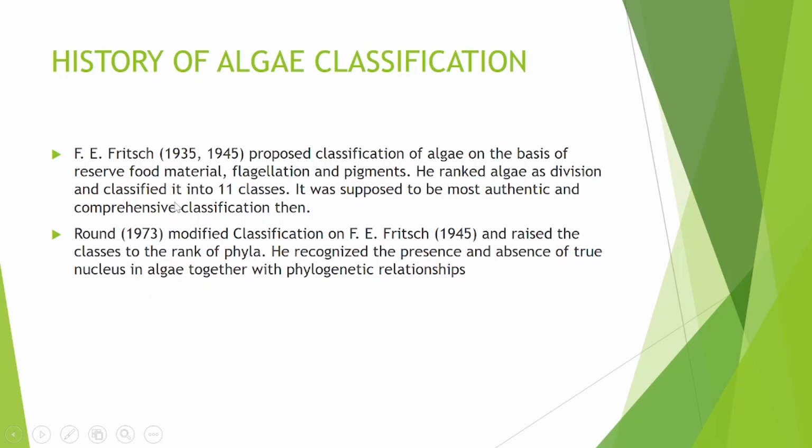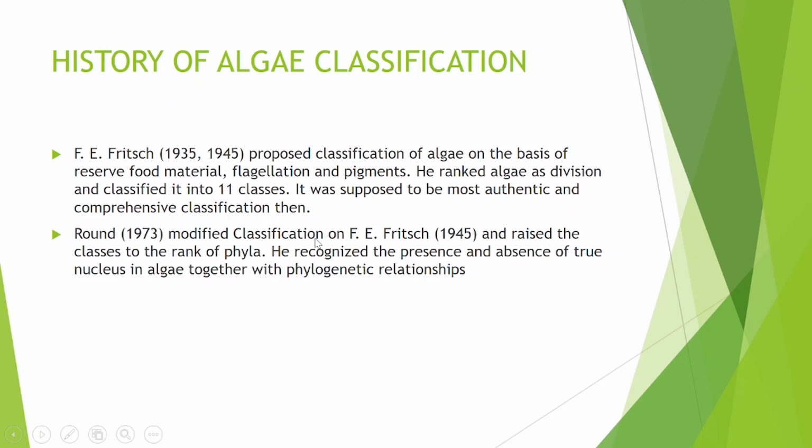Then in 1973, Round came back and reorganized Fritsch's classification because he had divided algae into ranks, and he gave these ranks phyla names. But he also added the presence or absence of a true nucleus alongside other phylogenetic relationships. So whatever we're going to discuss, these are going to be our points of emphasis: the algae, the pigment, what food material is stored, and whether it is eukaryotic or prokaryotic. Maybe the other thing that has come up along the way is the mode of reproduction.